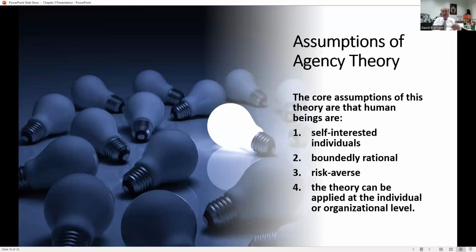Also, the last assumption is the theory can be applied at the individual or organizational level. Agency theory, most of the time we think about individuals, employees and their bosses, or managers and the contractors. But this can be organizations. Organizations can have this same dynamic. And these organizations aren't bounded to business. These can be government. Matter of fact, a lot of times they are government, especially in the federalist system. Organizations can also be the units of analysis in agency theory.